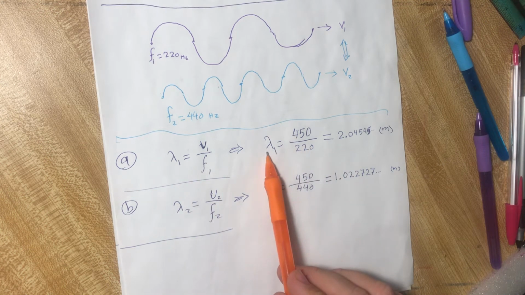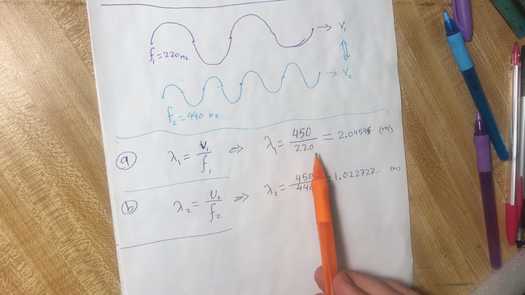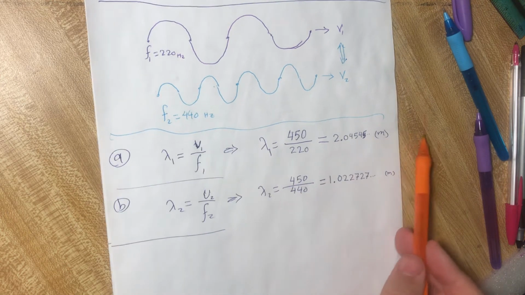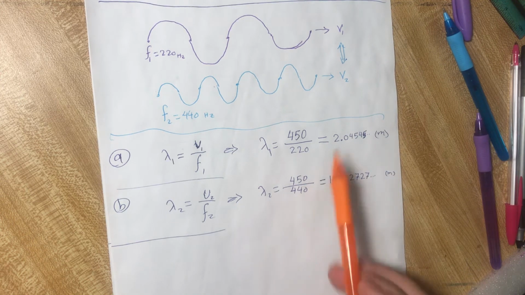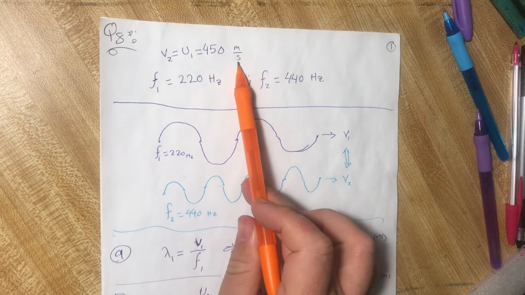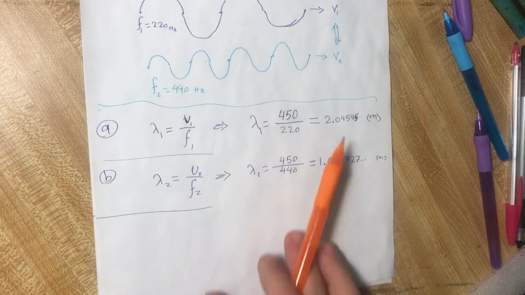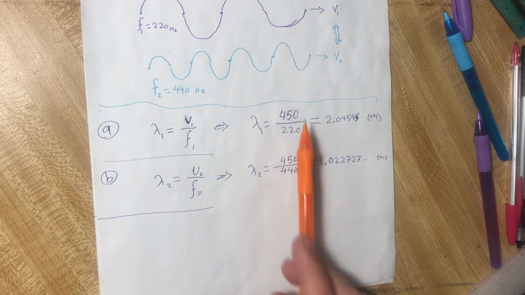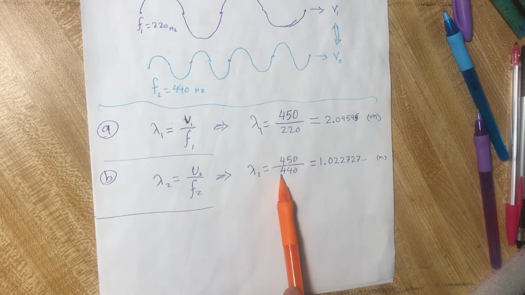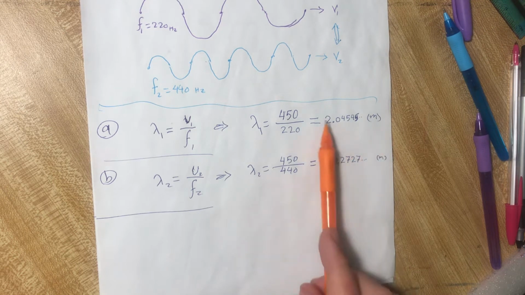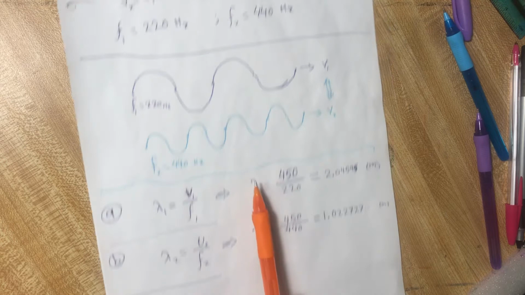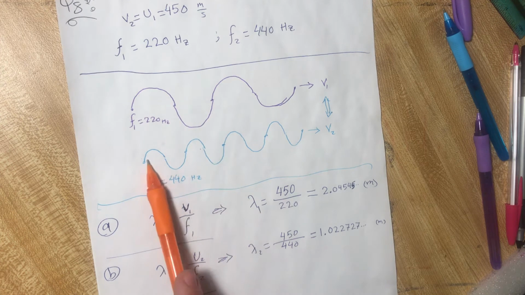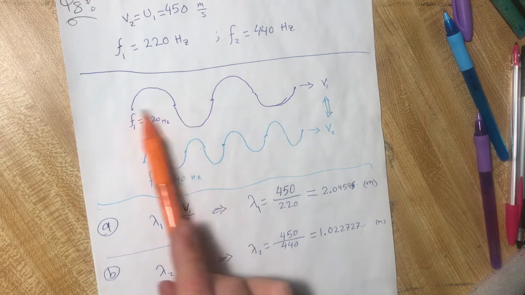So lambda 1, the first velocity 450, the first frequency 220, it will be 2.04 and something meters, because I have the velocity in meters per second and the frequency in hertz. And the second wavelength will be v2 over f2. The velocities are the same, but the frequency is more. Then the wavelength will be half of this one, which is 1 meter. So this is the length, this is the length. It is half of the first one.